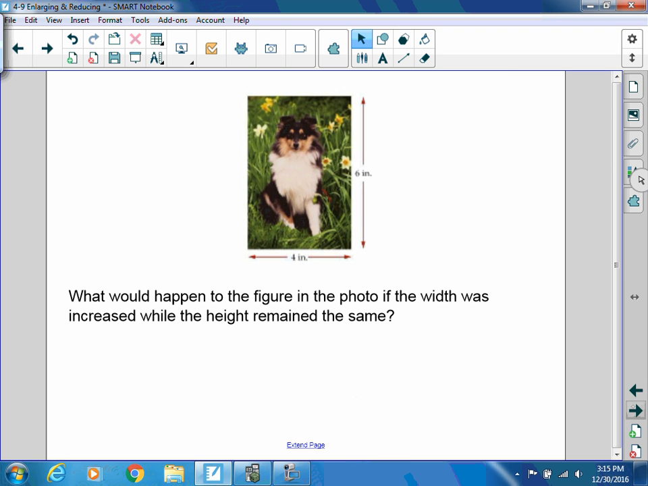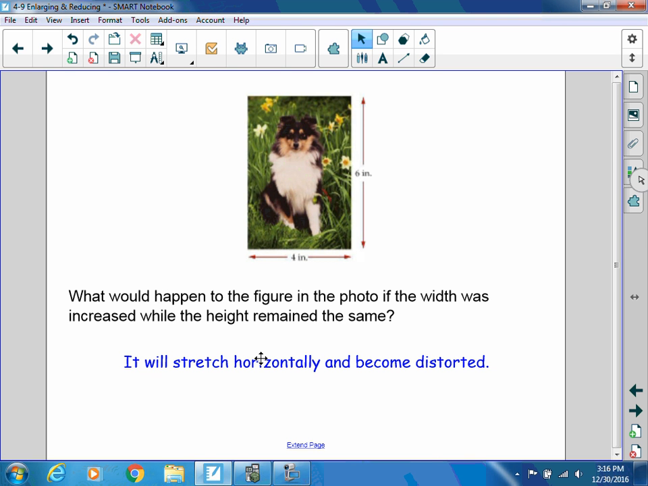So to get started, we have this picture here, and it says, what would happen to the figure in the photo if the width was increased while the height remained the same? Okay, so the width is going to stretch it left or right. Well, if we do that, it's going to stretch it horizontally and become distorted. Okay, so it's going to make the dog look fatter, basically.